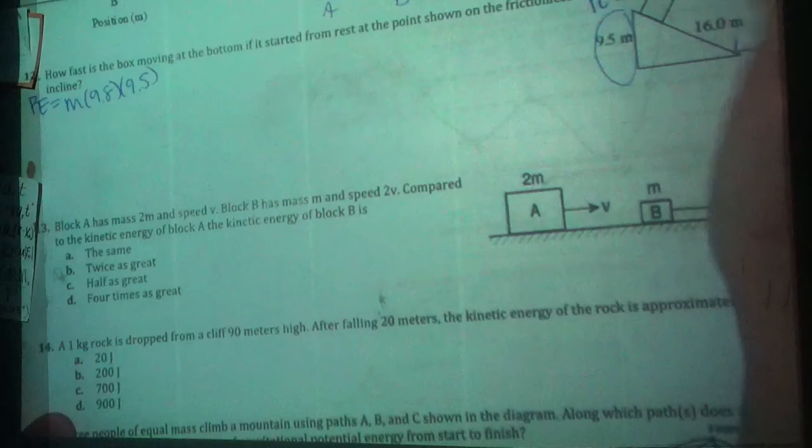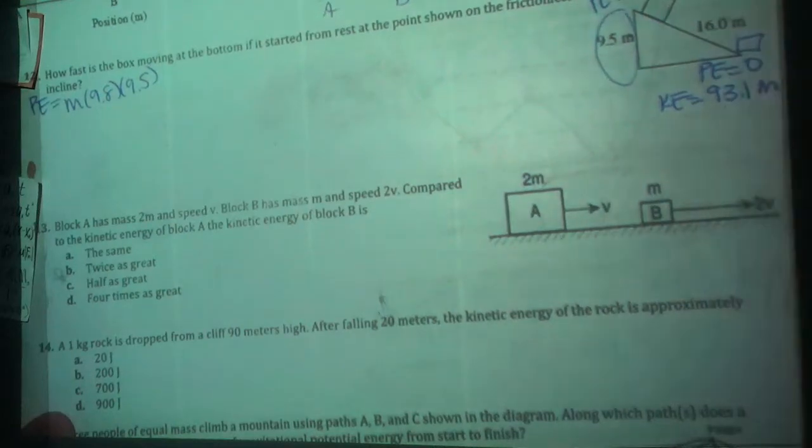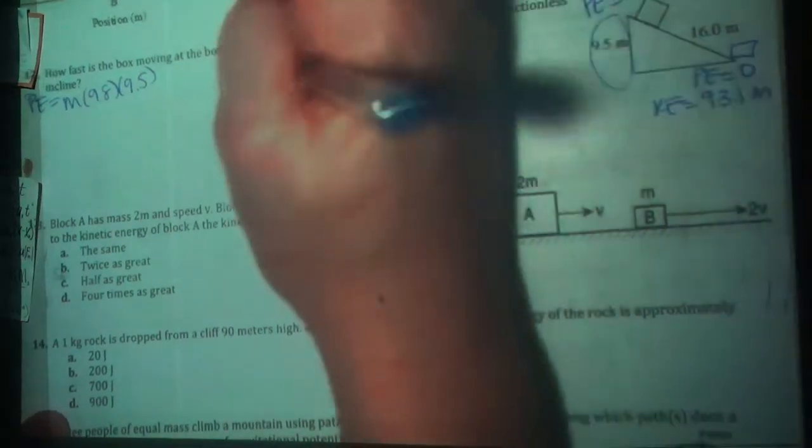And then when we go to the bottom, your potential is 0 on the ground. So then all of that energy was transferred. You get 93.1 m is your kinetic. And we're trying to find speed. So 1/2 mv squared, finding speed at this point. So 93.1 m equals 1/2 mv squared.